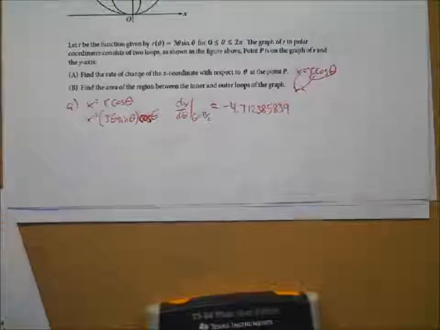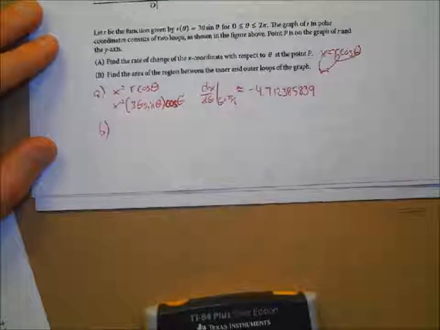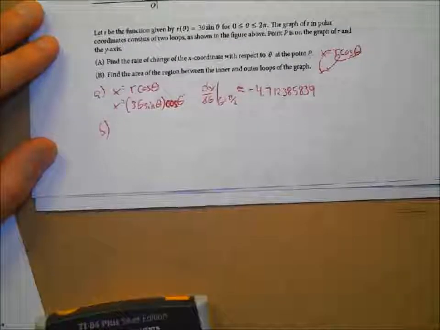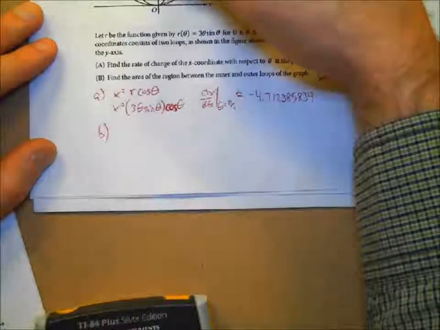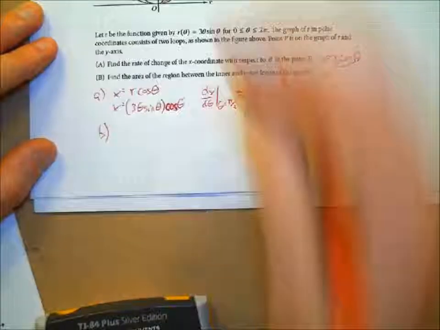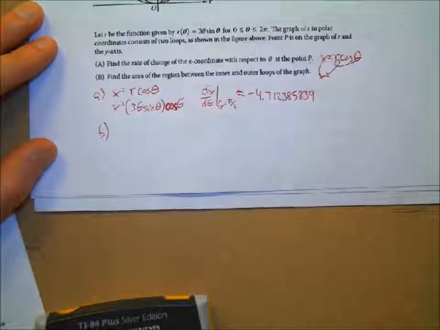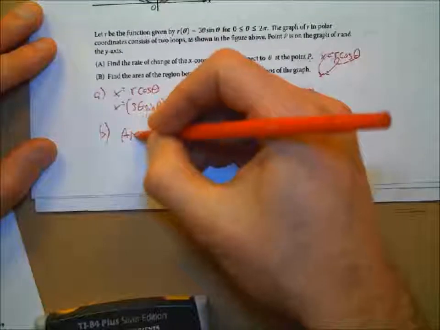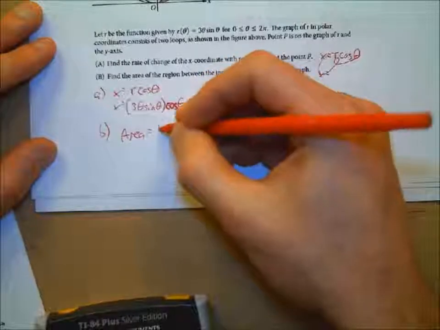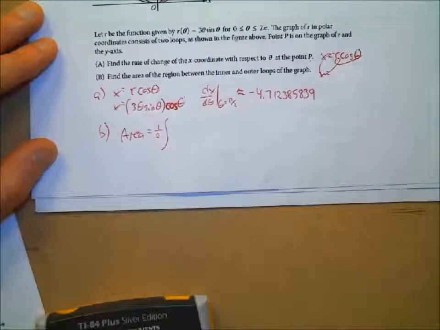Letter B, find the area of the region between the inner and outer loops of the graph. So that's this. This is a scenario where we want to subtract. We're going to subtract here. It's the outer curve.